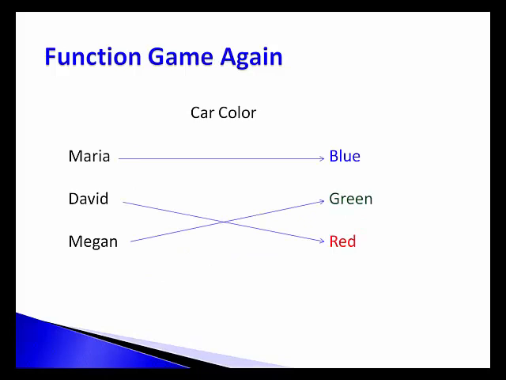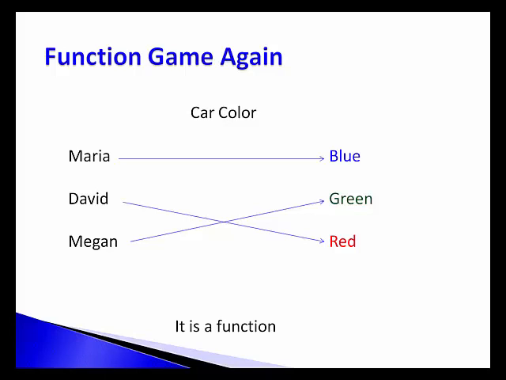This time the domain consists of Maria, David, and Megan. The range consists of blue, green, and red. Before I can ask you if this is a one-to-one function, I have to ask you if it's a function, because it has to work its way up the pyramid. So let's start. Play the function game. I say Maria, you would say blue. I say David, you say red. I say Megan, you say green. If you know where to go every time, and in this case you do, then it is a function.